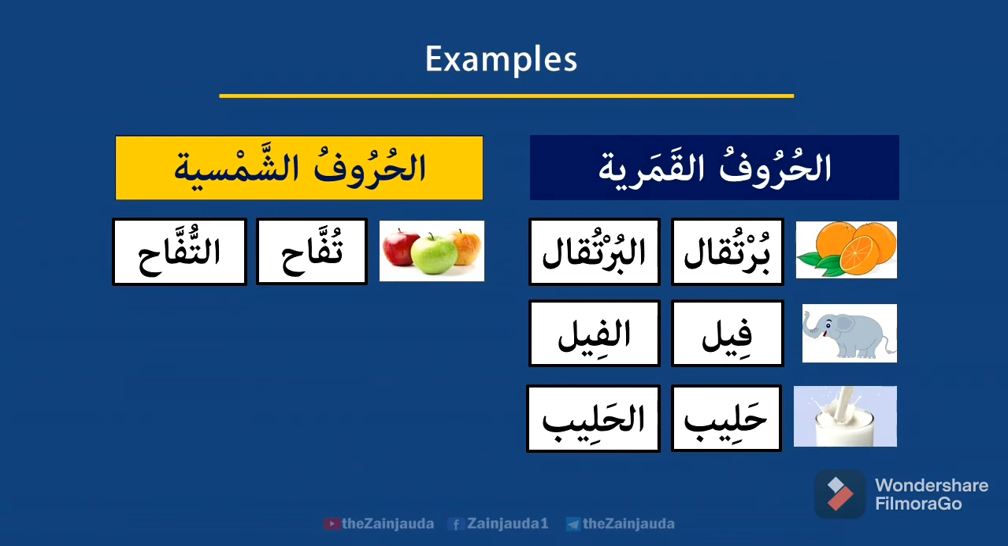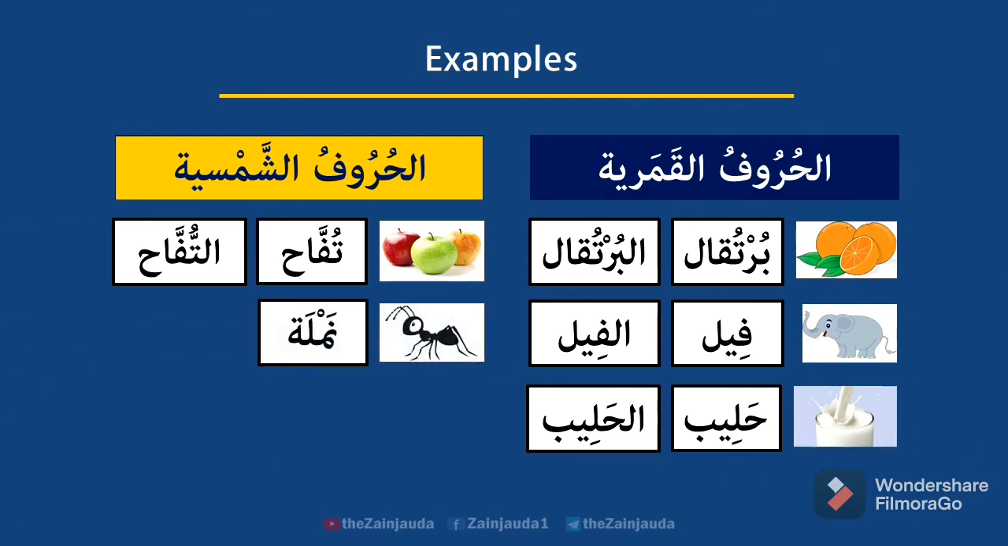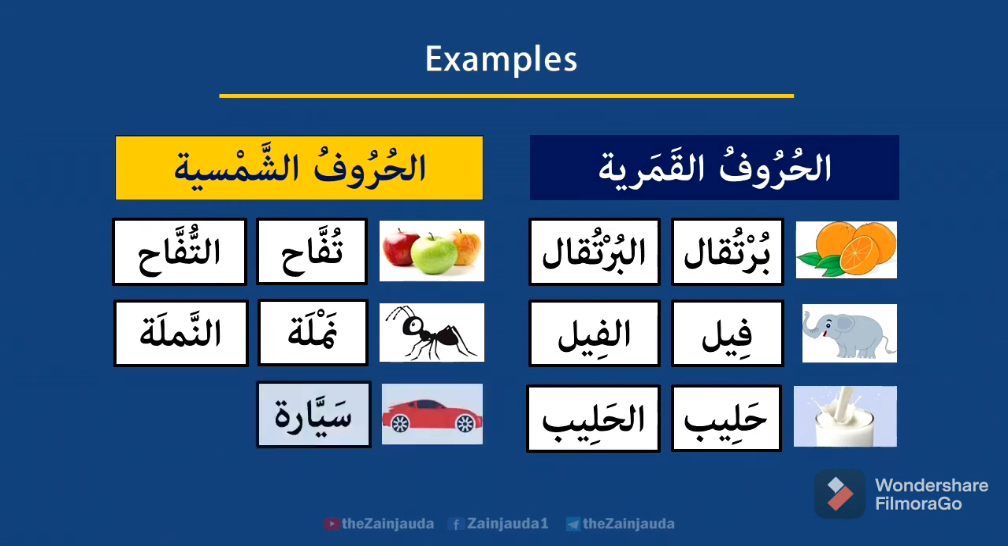The next word is namla. An-namla. We don't say al-namla, no. The last word is sayyara. And when we add the L, it becomes as-sayyara. We don't say al-sayyara, we say as-sayyara.